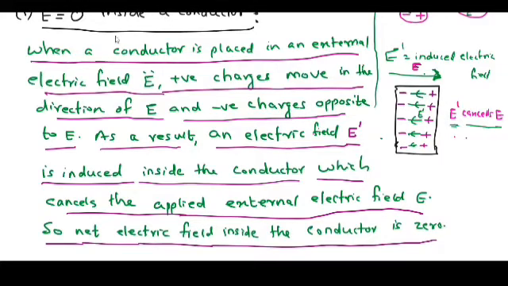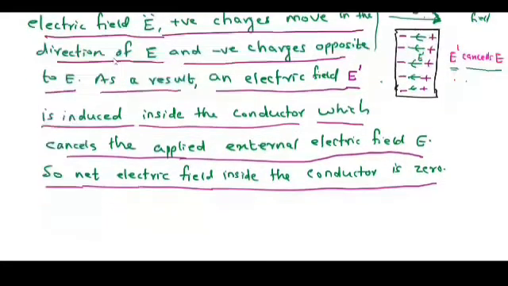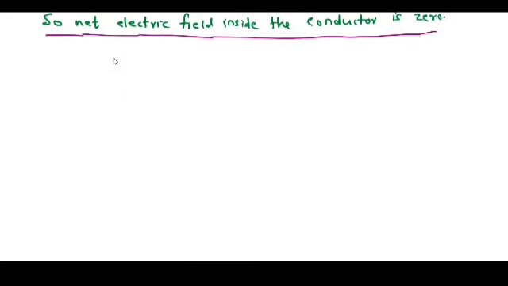Okay. Now let us go to the second property. The second property is that the volume charge density rho is equal to 0 inside a conductor.